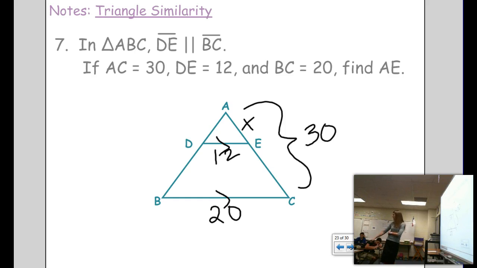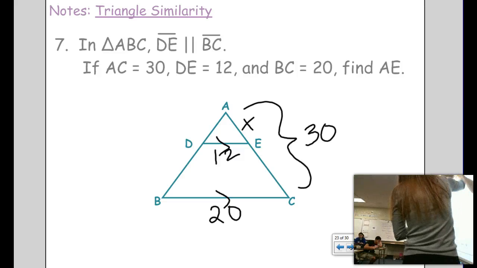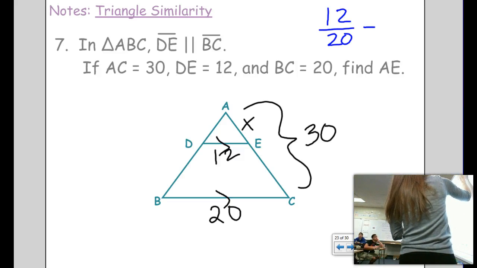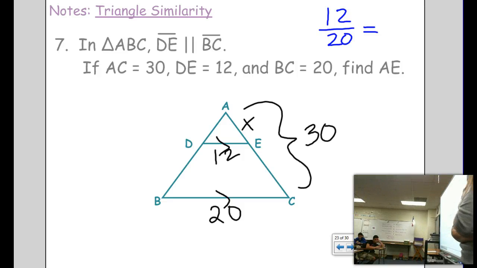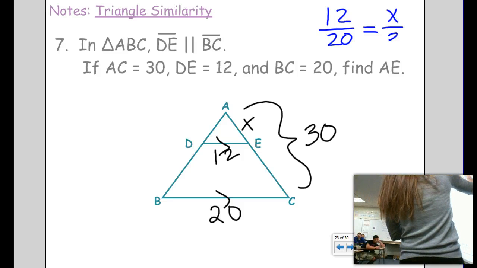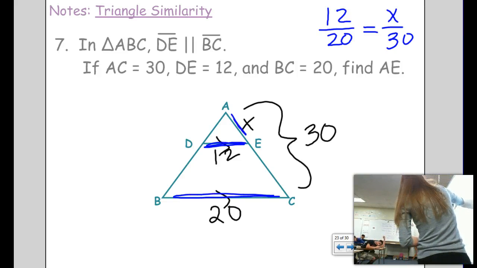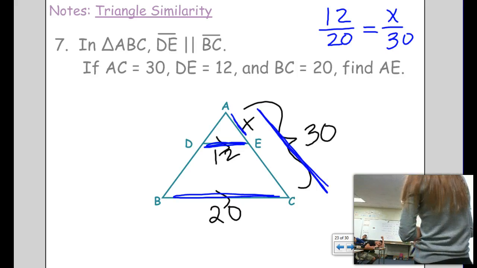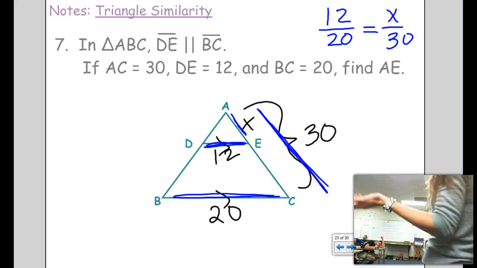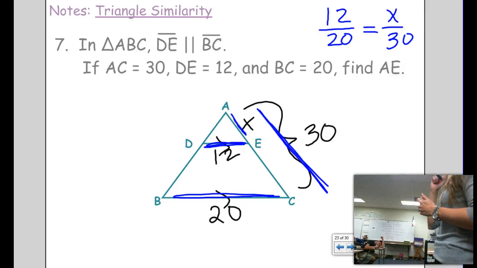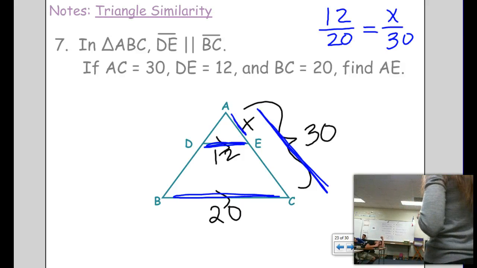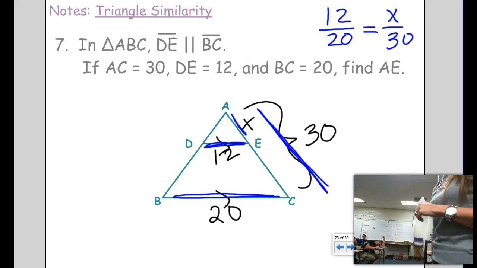Yay, perfect. Try again. I'll start you off. 12 is to 20 as x is to 30. Look, small triangle is to large triangle as small triangle is to large triangle. Small over large equals small over large. It's not so bad. Try again. Very good. Cross multiply, please. Dimitri, cross multiply. That times that divided by that. Very good.